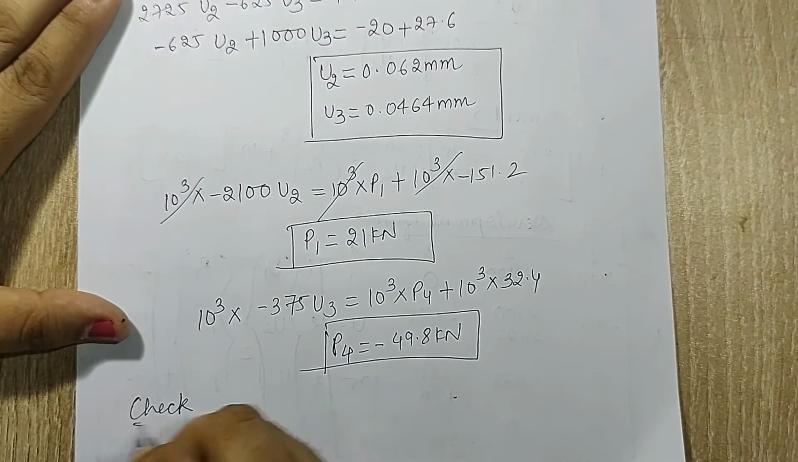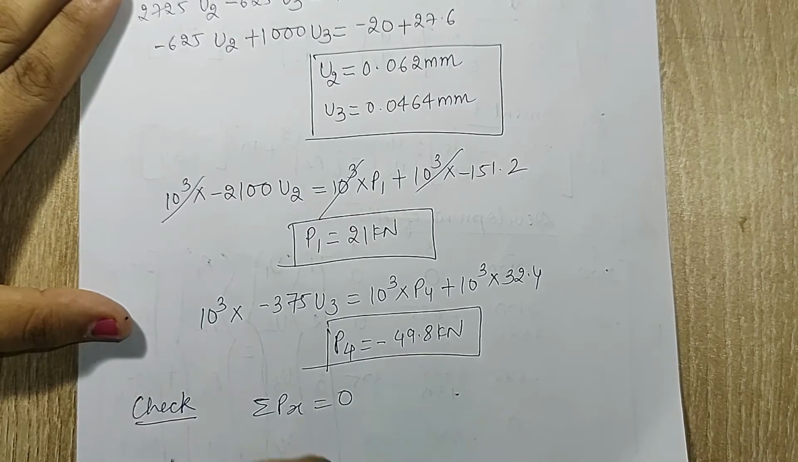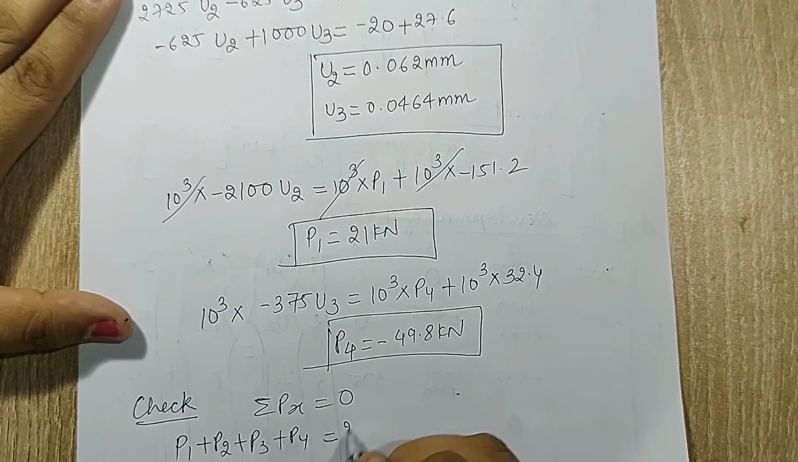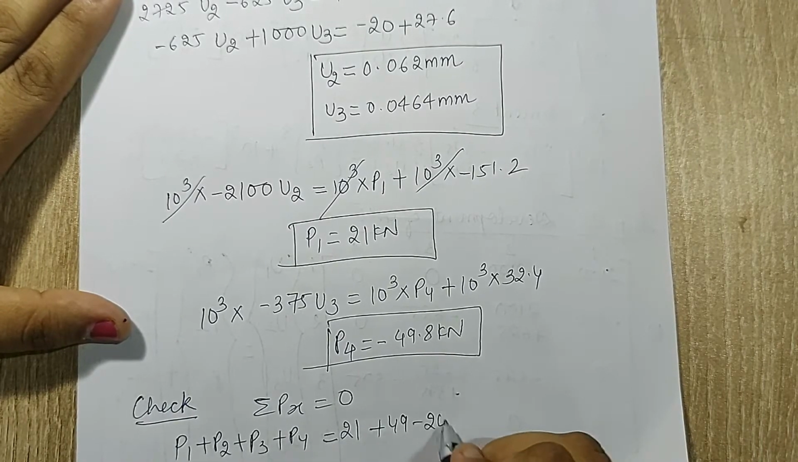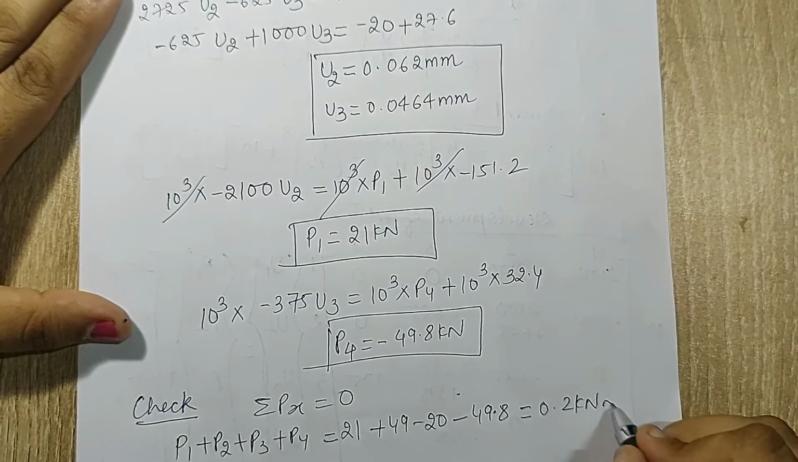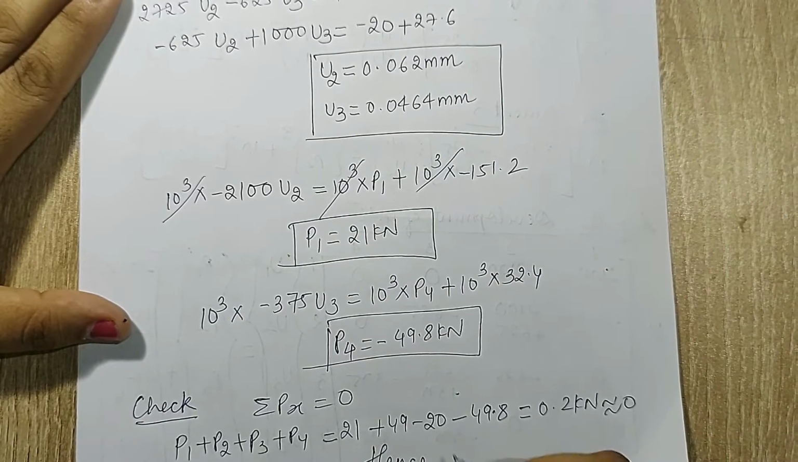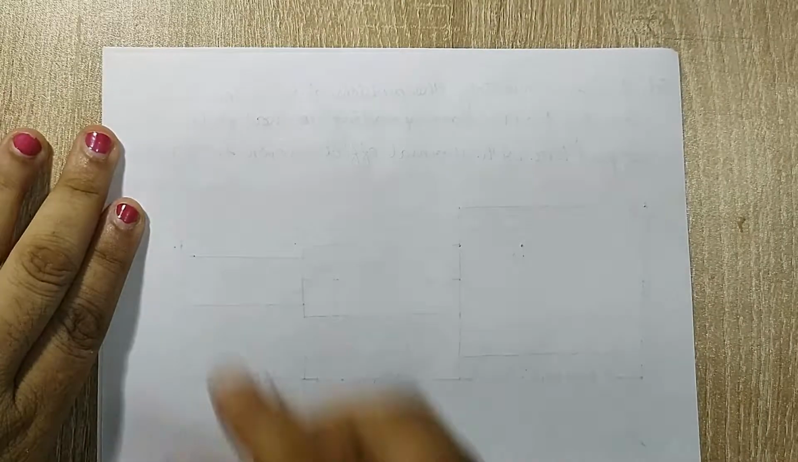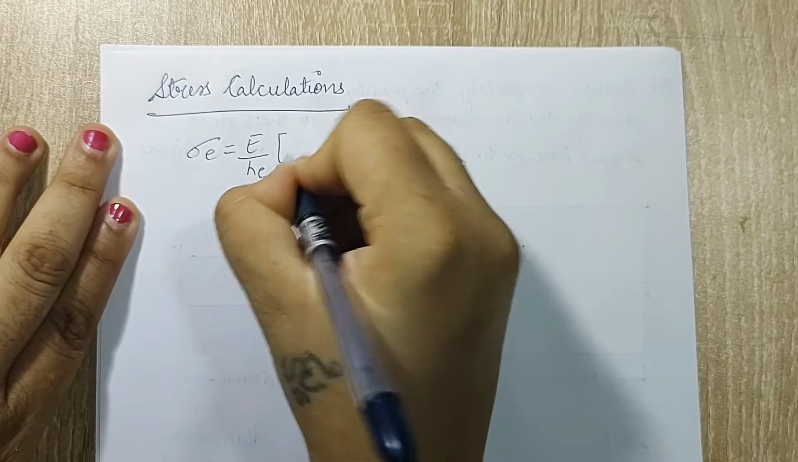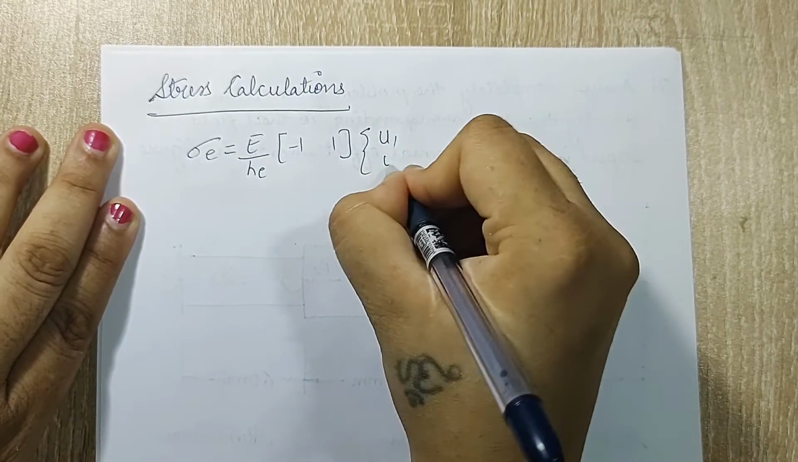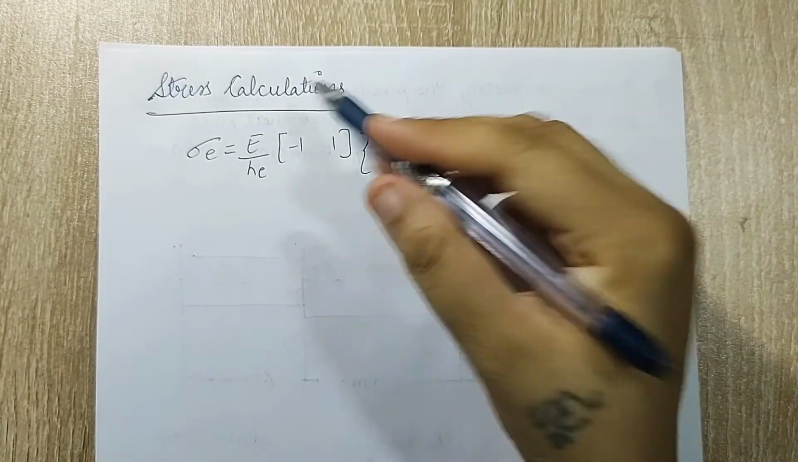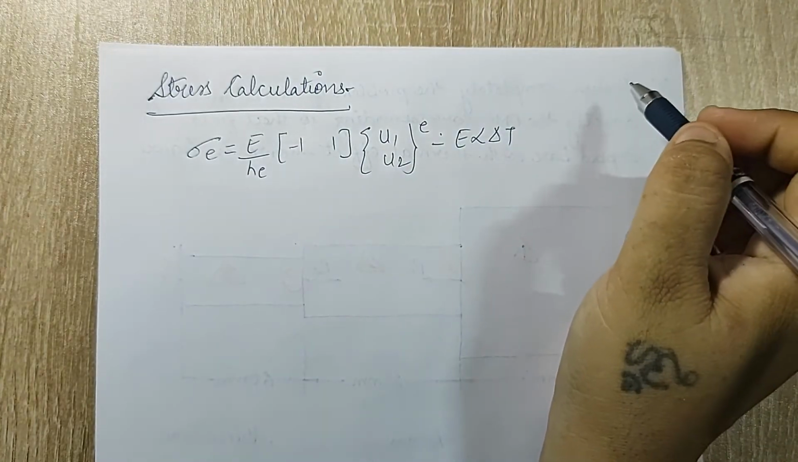Next is my check step, where summation of force in x direction should be 0. P1 plus P2 plus P3 plus P4 is 21 plus 49 minus 20 minus 49.8. I get this as 0.2 kilonewton, which is approximately 0, hence check. Last, I'll go for the stress calculations. The formula is sigma e is equal to E upon He into minus 1 1 into U1 U2 minus E alpha delta T. So this is an additional term for stress calculations for step bar with thermal effect.